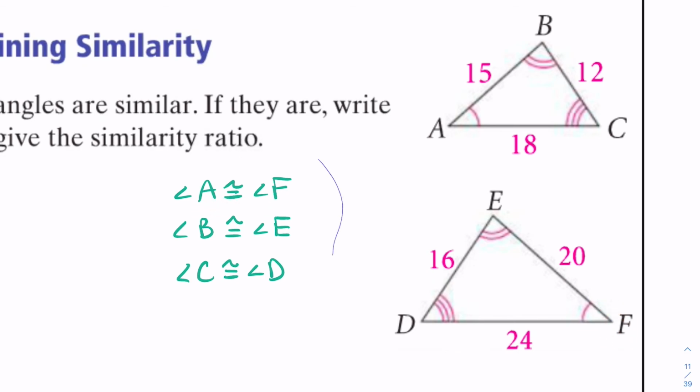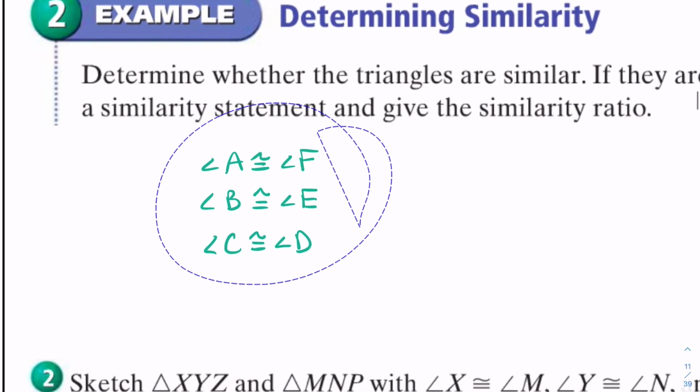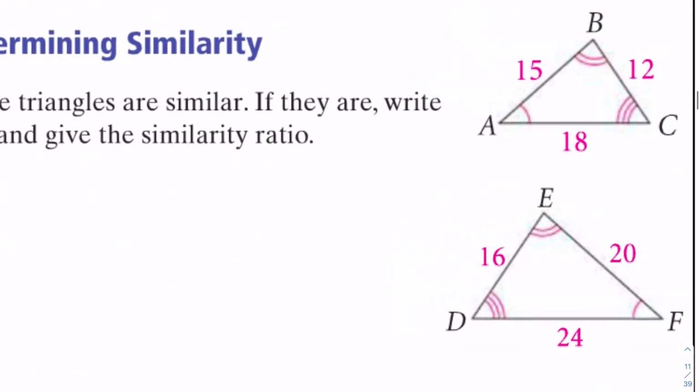Now, we have this statement, so we know that the angles are congruent. So the next part is determining if the sides are proportional. So let's look at each one of these and try to go in order. Let's go with our smallest side, which is, well, let's go with the side opposite the 1 tick mark, so 12.